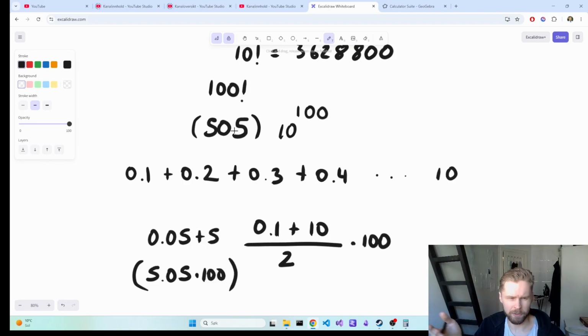Wait, what am I doing? Because I just pulled out all of this. I still get 100 terms, don't I? Wait, is this the sum over an arithmetic sequence? First term plus last term divided by 2 multiplied by how many terms there are.